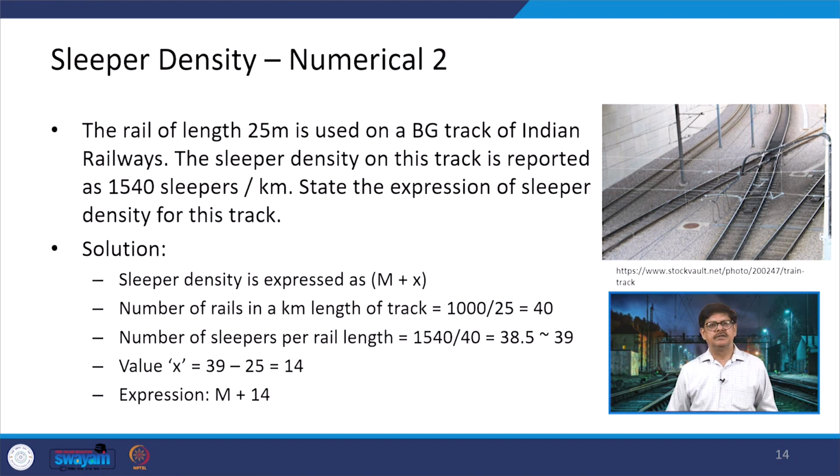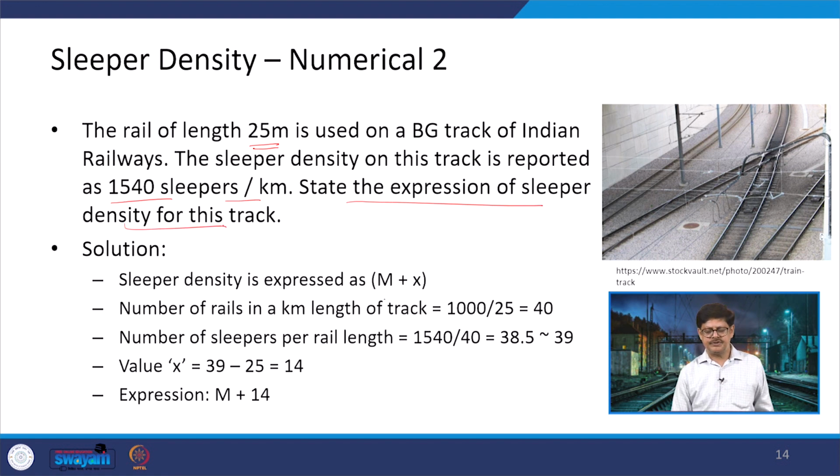Let us look at another numerical. The length of the rail here is 25 meter, again being used on a broad gauge track. The sleeper density on the track is reported as 1540 sleepers per kilometer. So, sleeper density is already being given to you. What we have to look at is the expression of the sleeper density for this track. So, state the expression of sleeper density.